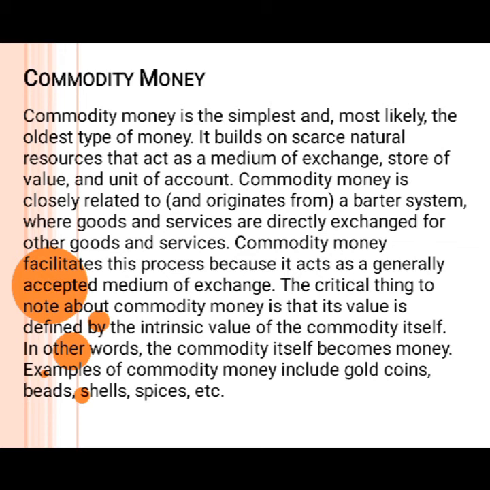The critical thing to note about commodity money is that its value is defined by the intrinsic value of the commodity itself. In other words, the commodity itself becomes money. Good examples of commodity money include gold coins, beads, shells, and spices. So the keyword in commodity money is that it relies on intrinsically valuable commodities that act as a medium of exchange.